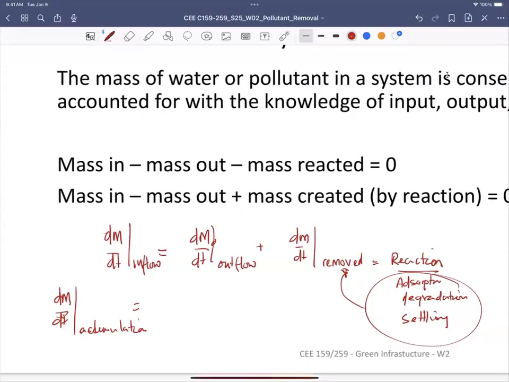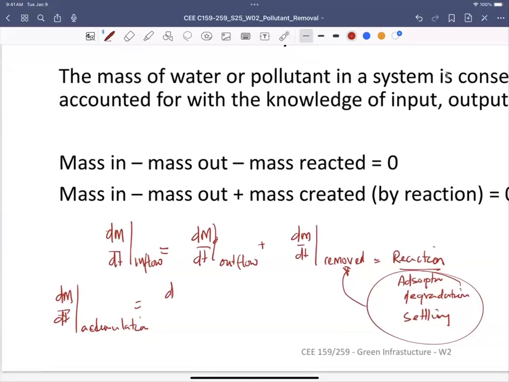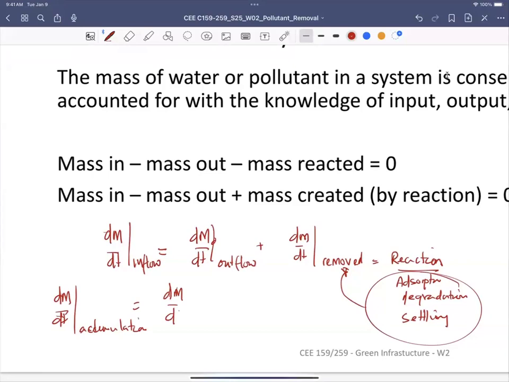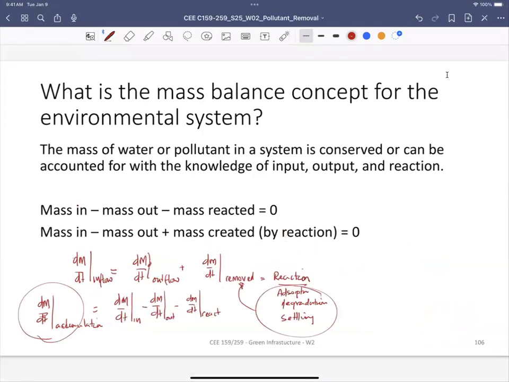If it's not degraded, then this is equal to dm/dt coming in minus dm/dt out minus dm/dt react. So if you add them all together, then you will calculate how much pollutant accumulates in the system over time. And this is important because that will determine how long the green infrastructure will last before it is not able to remove any pollutants.